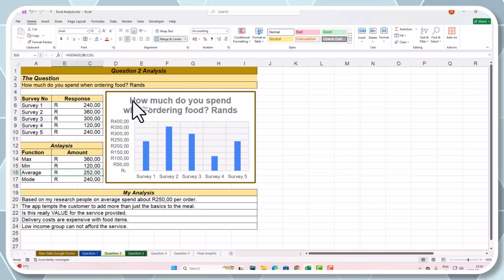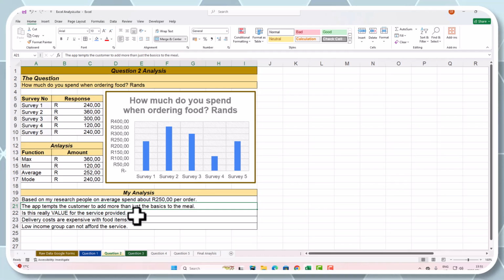So my analysis would tell me that based on an average spend, it's too expensive. Delivery costs are expensive with food items. Low-income groups cannot afford this kind of service. They also, in the app, tempt you to add more, which means you're spending more. They make more money. But if I was a low-income household, it's not effective for me. Quite interesting when you start analyzing your data now, guys.